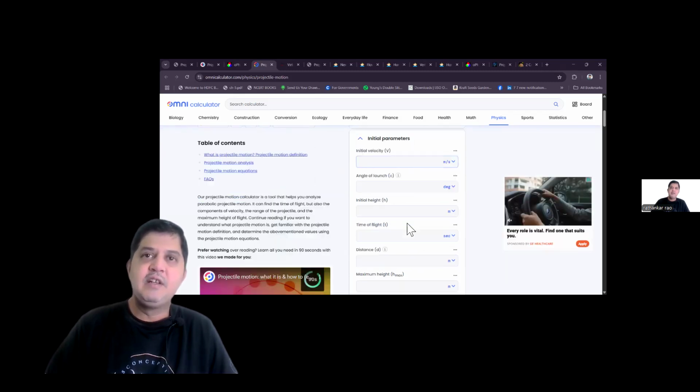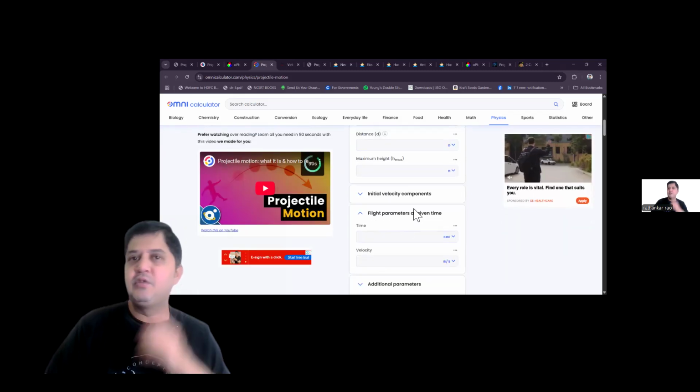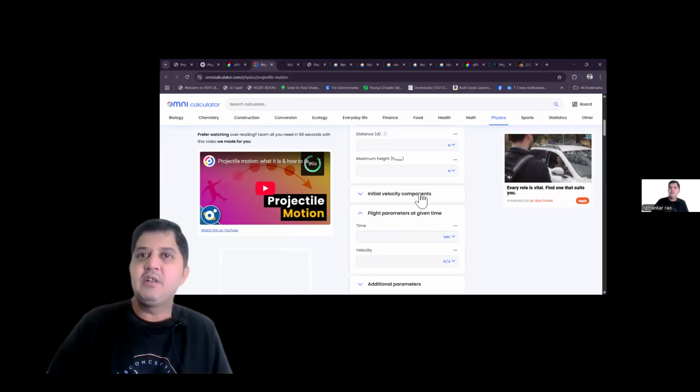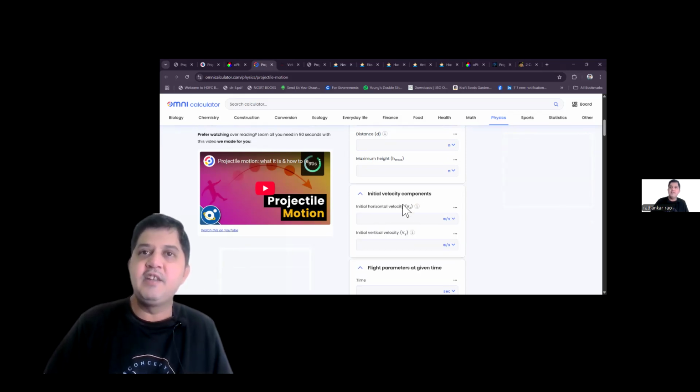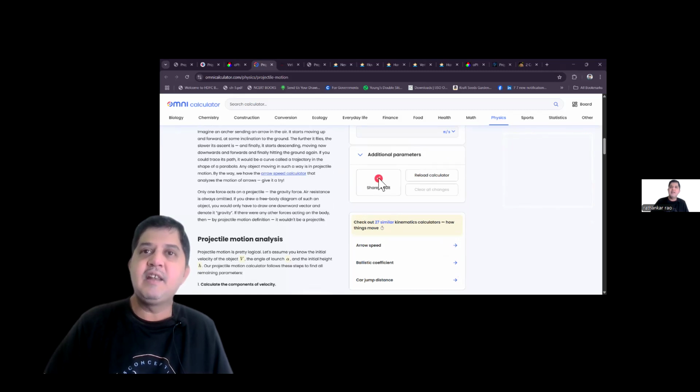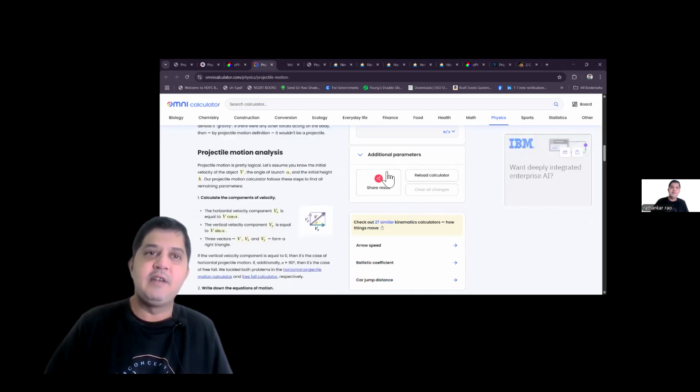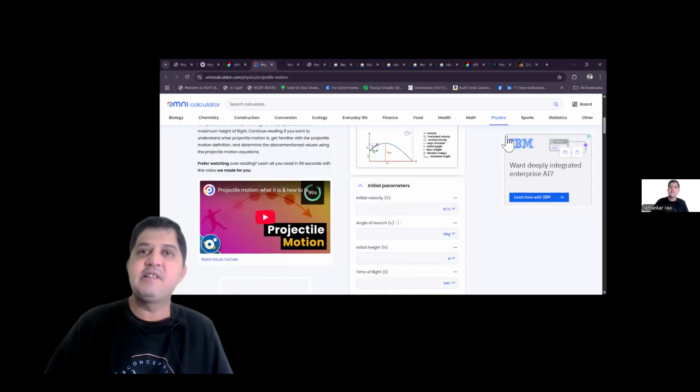Let me just give some initial parameters and I can find out the initial velocity components, and I can share that. I can reload, I can just find out what we get from here. So based on the type of problems that you have, you can use this one here. There's a video which shows how to use this one here. You can look into this also.